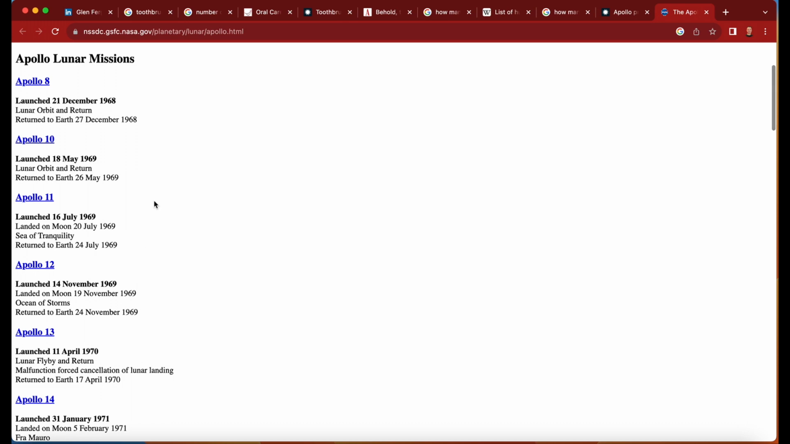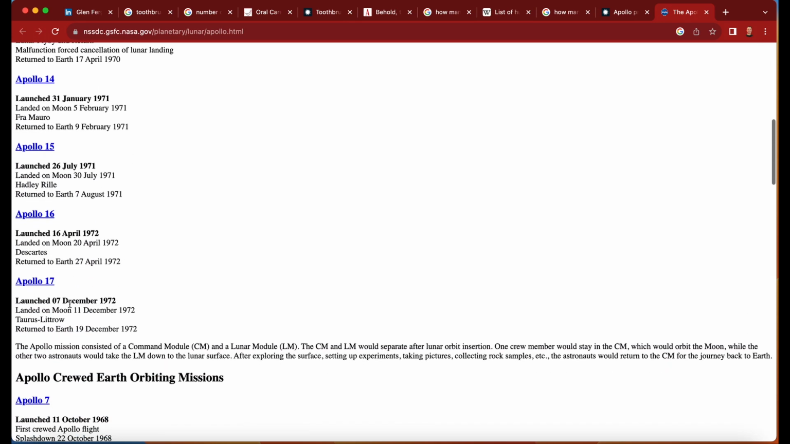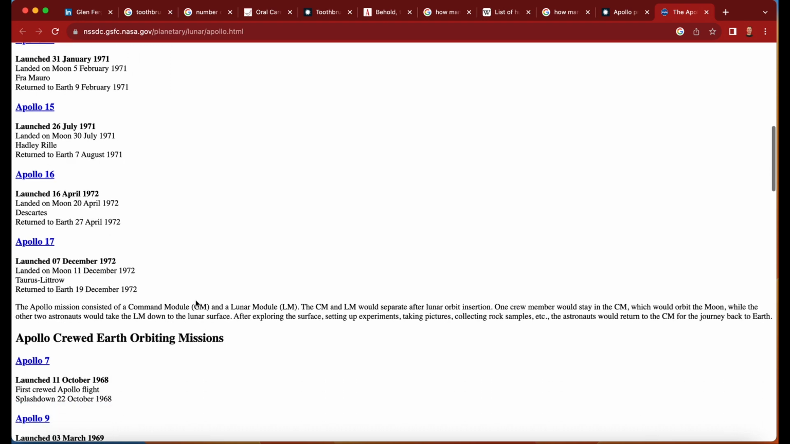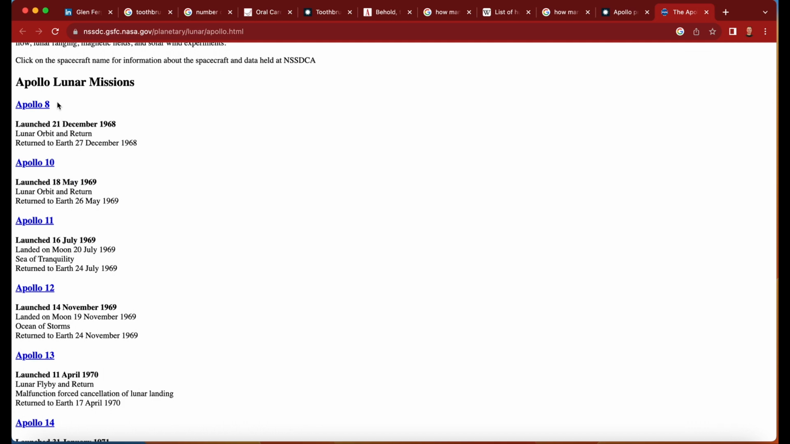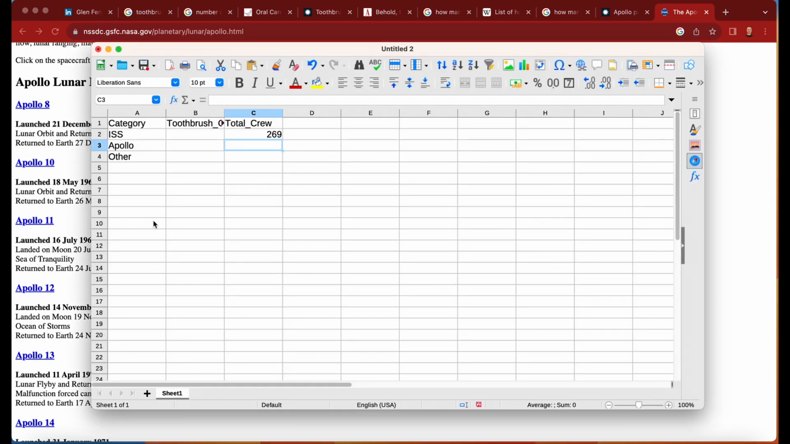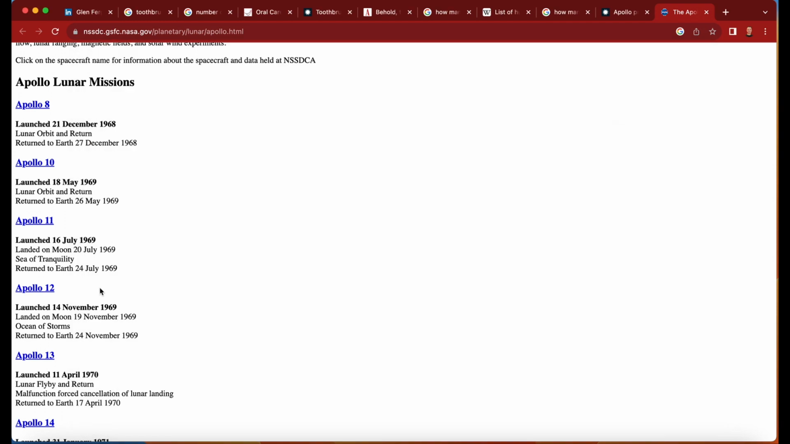So we have Apollo lunar missions. We have 1, 2, 3, 4, 5, 6, 7, 8, 9. These are definitely where we're having the 3. Let's see. Apollo 11, 1 toothbrush. So 1 toothbrush, and then they said 3 toothbrushes later. We're going to say only 1 for these. So 1, 2, 3. So for Apollo, that's also going to be interesting.